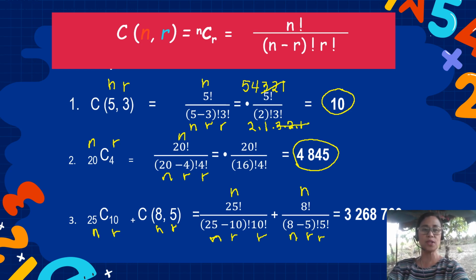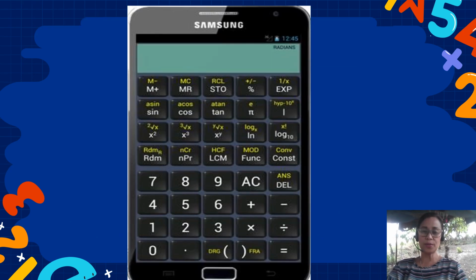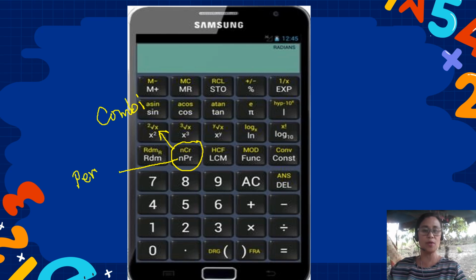Another tip for you to instantly get the answer is, of course, to use a scientific calculator. A scientific calculator will ease your calculation. For instance, in the scientific calculator, all you have to do is check your keys, whether you have this nCr, nPr key. nCr is the one that we use for combination, and the one below is what we use for permutation.